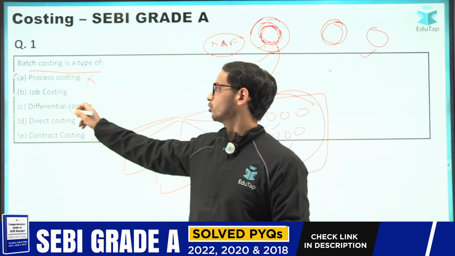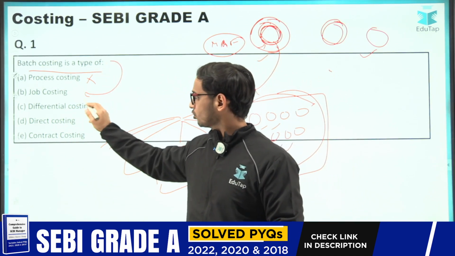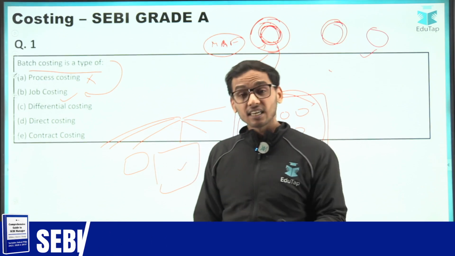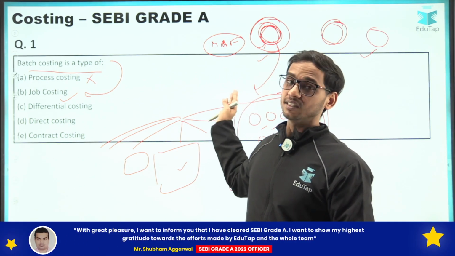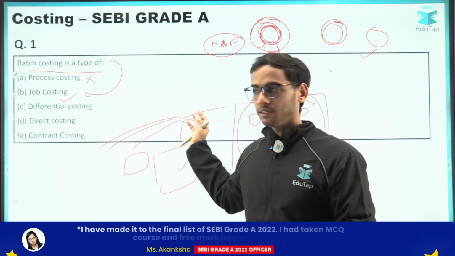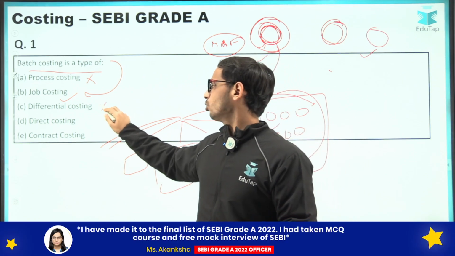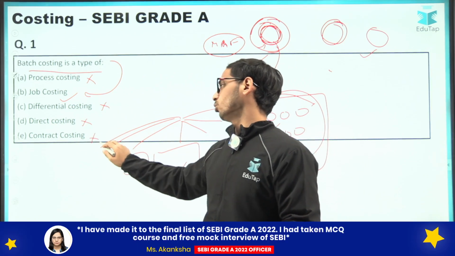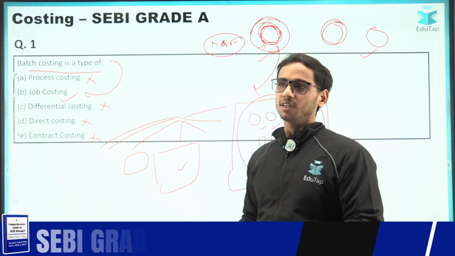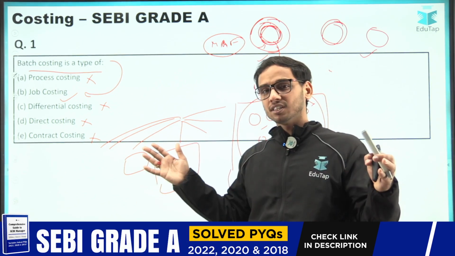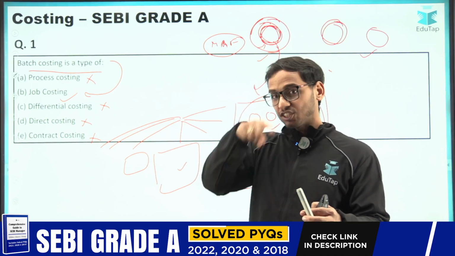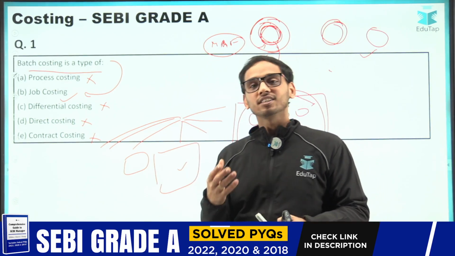Now let's talk about job costing. Batch costing is a type of job costing. Yes, it is a type of job costing, and I have discussed with you why it is a type of job costing, right? Differential costing, no. Direct costing, no. Contract costing, no. Just like in job costing, similarly in batch costing we have diverse products, but in a single batch the products are identical or similar, right?